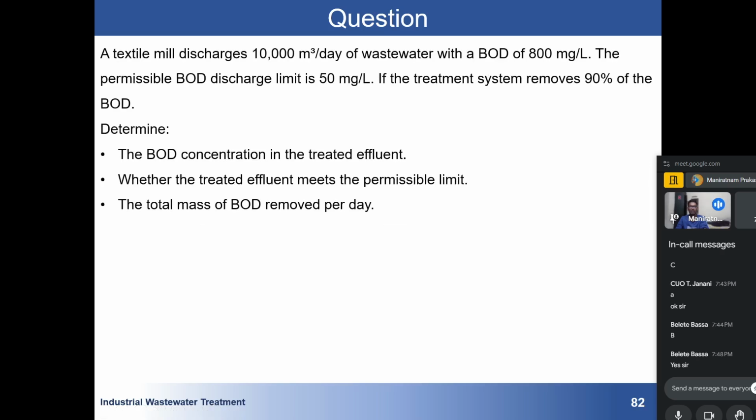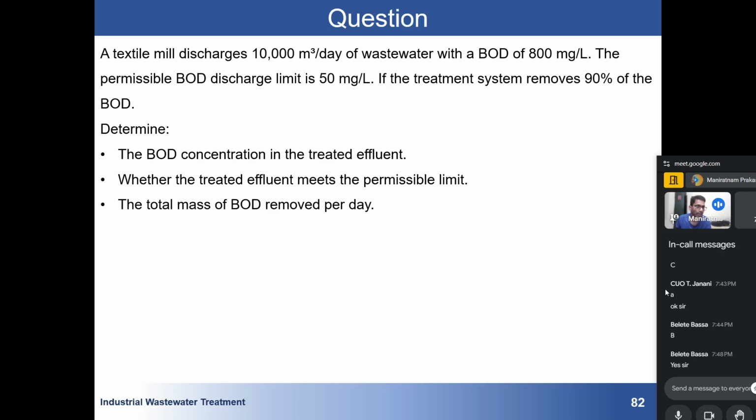Okay, now this is the last question. If you are attending my session, this is the fourth time that I am giving this type of question. There is no numerical question in this topic, but still I have made one numerical question, so try to solve it. A textile mill discharges this much wastewater with BOD of 800 milligram per liter. The BOD permissible discharge limit is 50 milligram per liter. If the treatment system removes 90% of the BOD, determine the BOD concentration in the treatment effluent, whether the treatment meets the permissible limit, and the total mass of BOD removed per day.